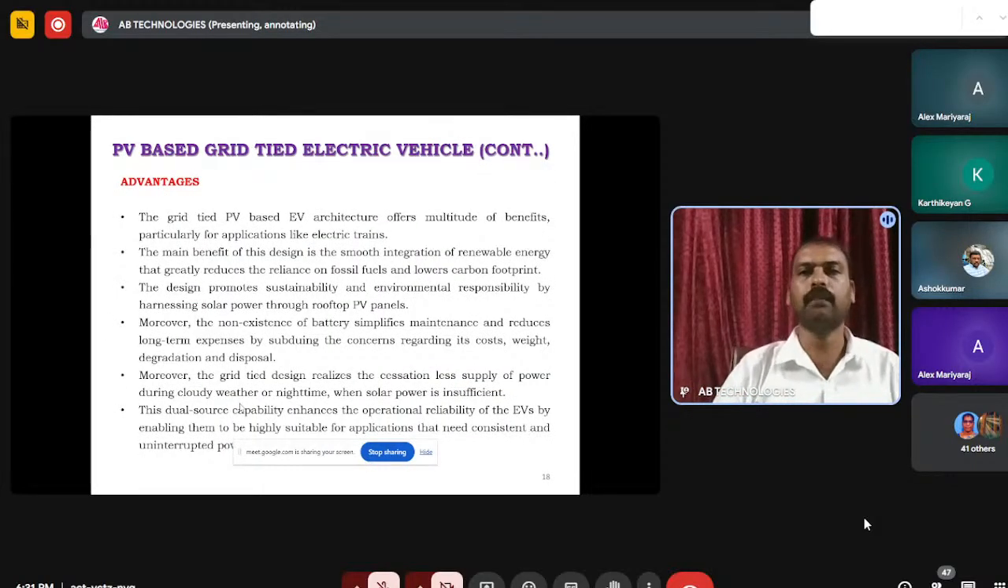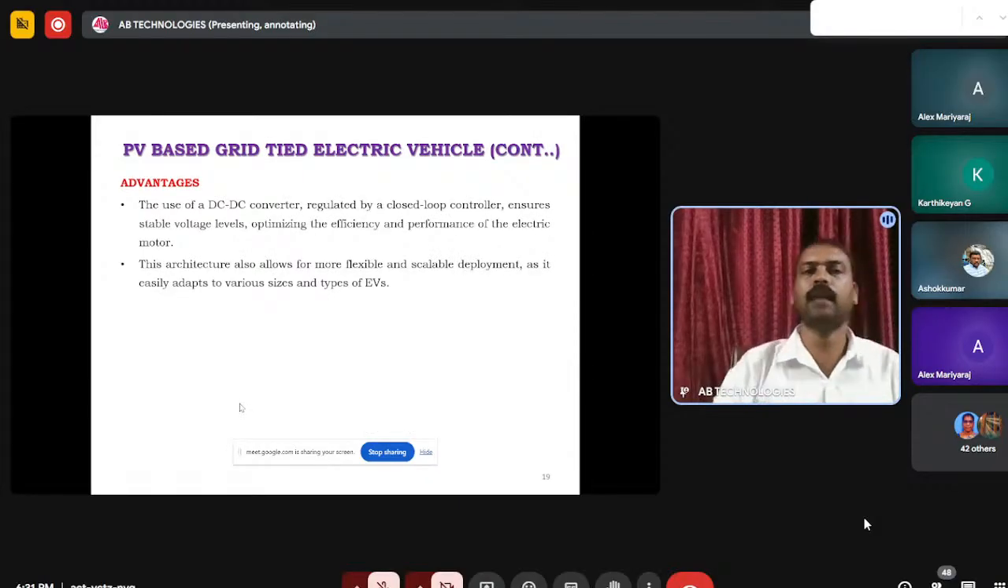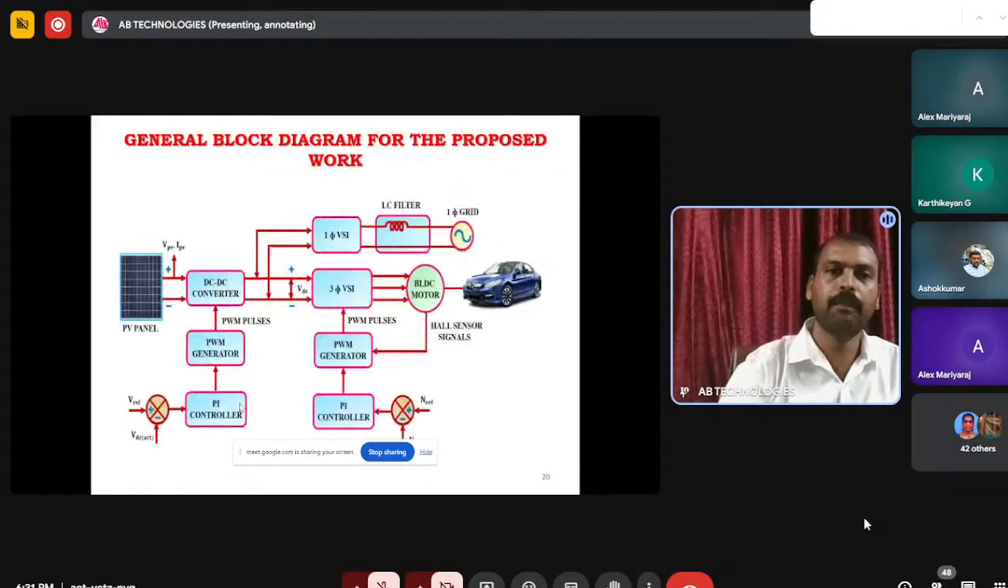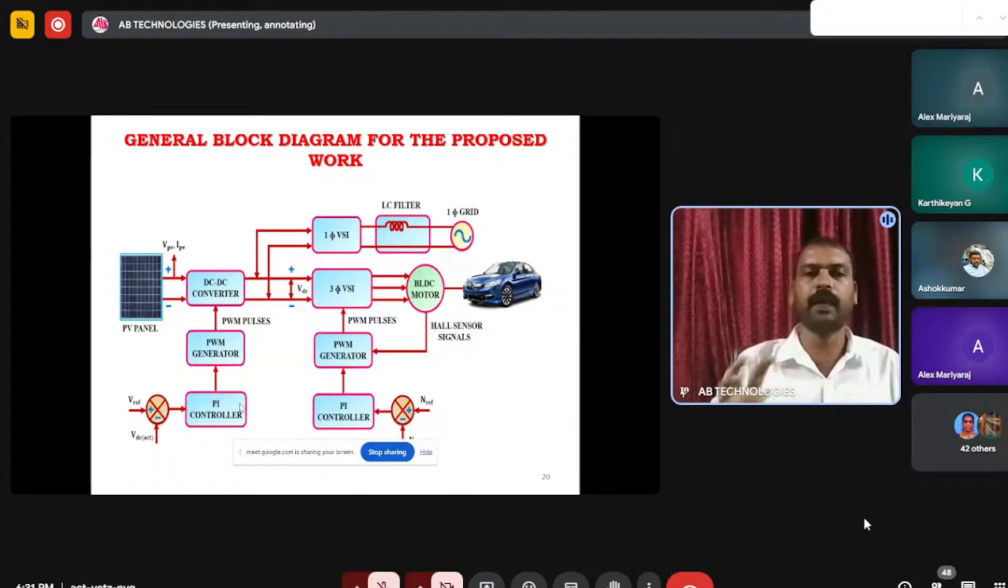So these are the advantages of the PV-based grid-tied electric vehicle. First, it does not require any storage system, so maintenance is very low, and we fix the panels on the rooftop of the train. 3 to 4 compartments are enough to provide the power to the engine, and the remaining power we can give to the grid. These are the advantages.